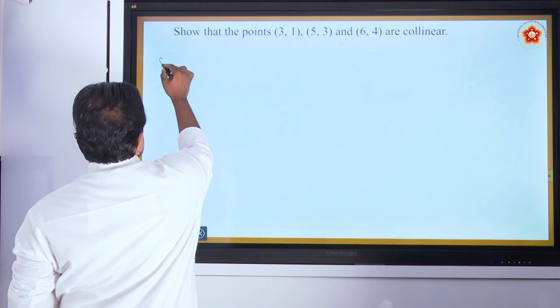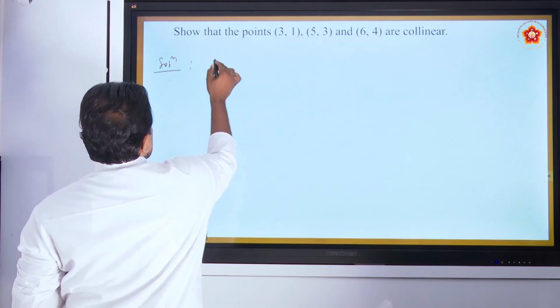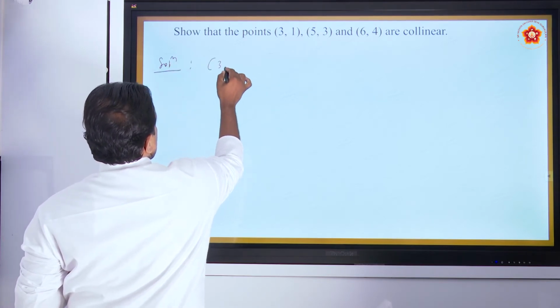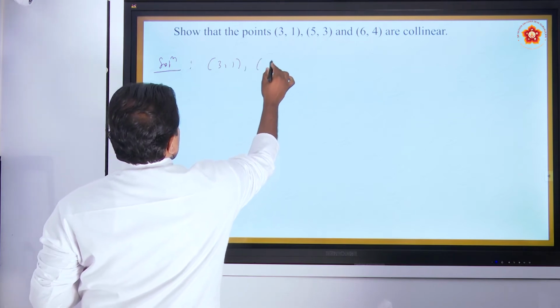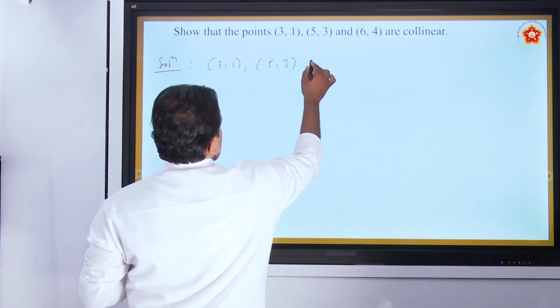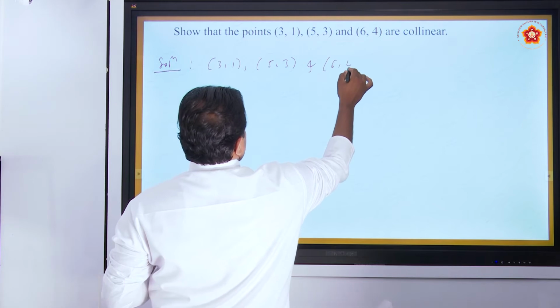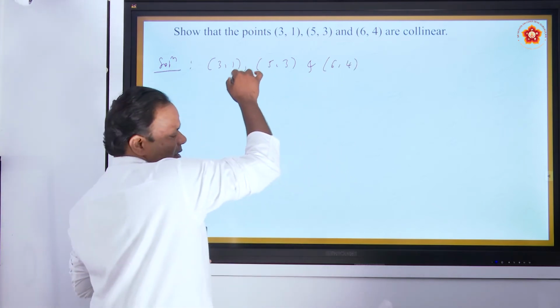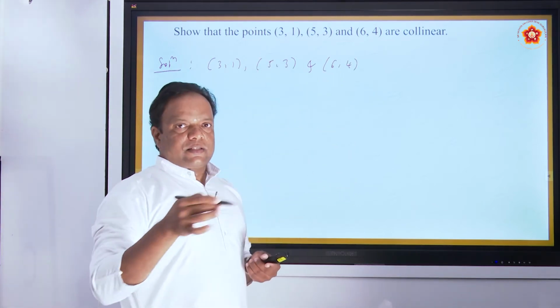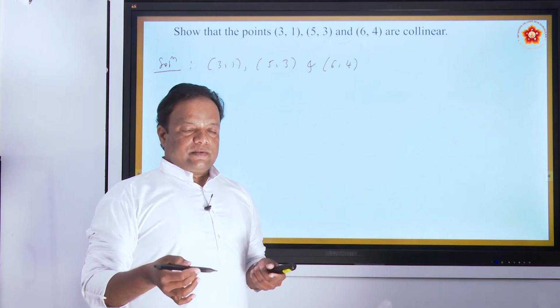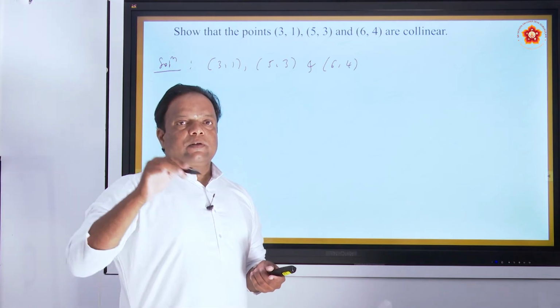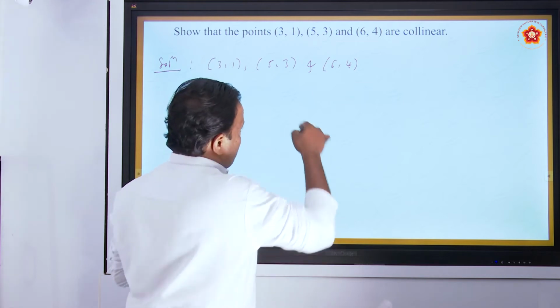The first point is (3, 1), the second point is (5, 3), and the third point is (6, 4). See, observe here. No need to give names A, B, C like that. You can solve directly. You can save the time. No need to write ABC. I solve directly this one.